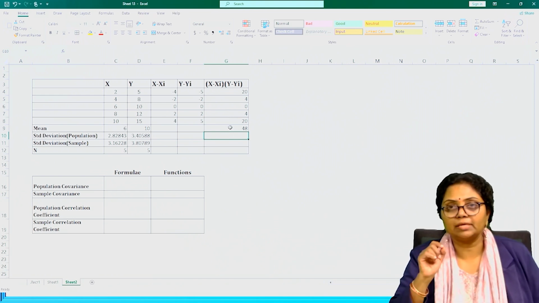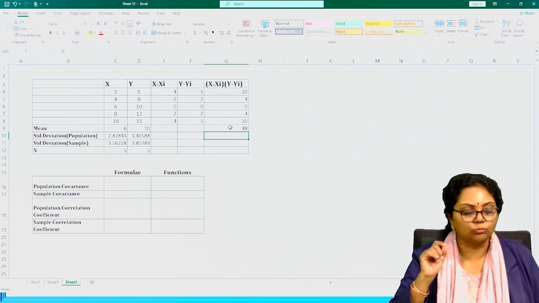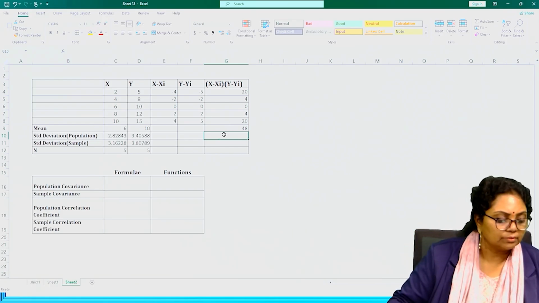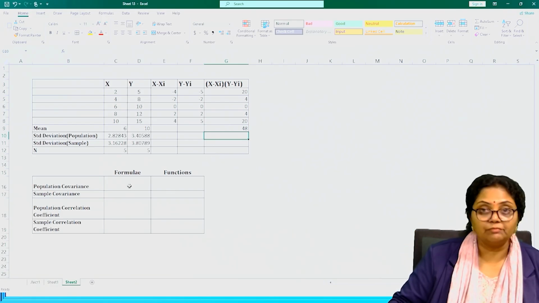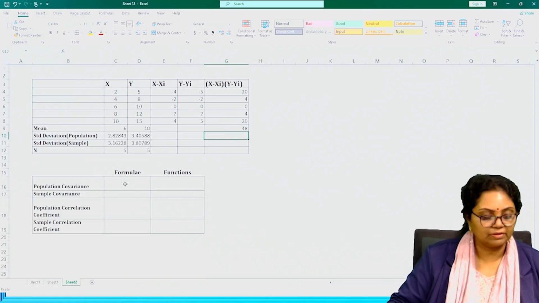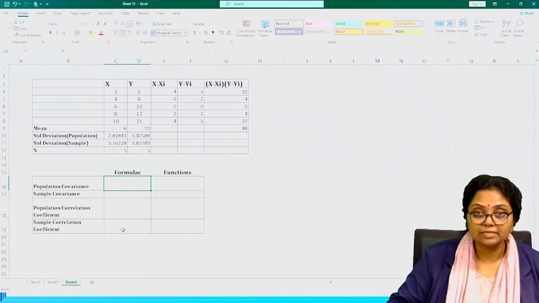Now the formula is covariance is equal to summation i equal to 1 to n, xi minus x bar into yi minus y bar. Now the same thing divided by n if it is population covariance. So the same formula we are going to use now. Here we have kept population covariance, sample covariance, population correlation coefficient and sample correlation coefficient.